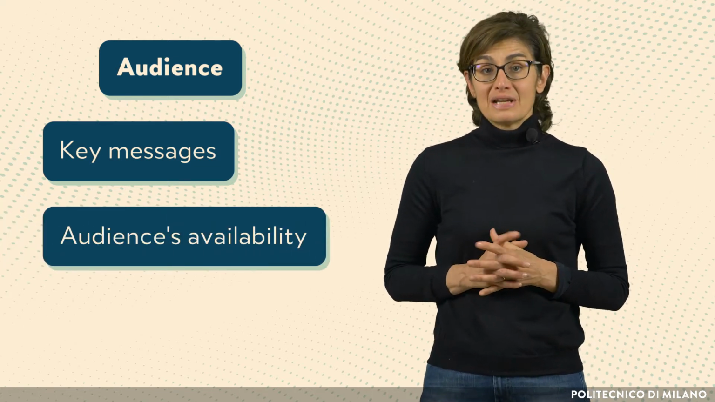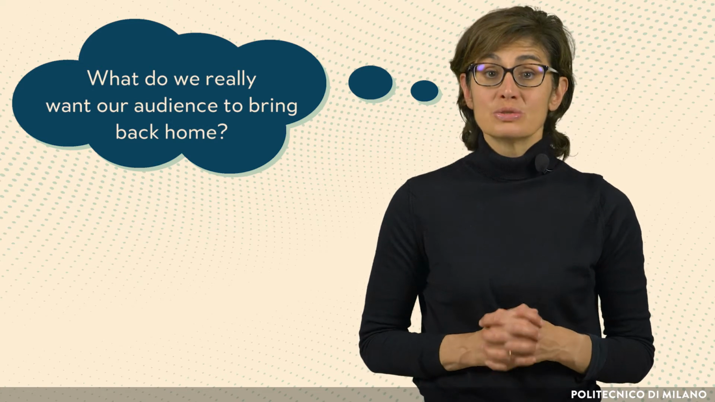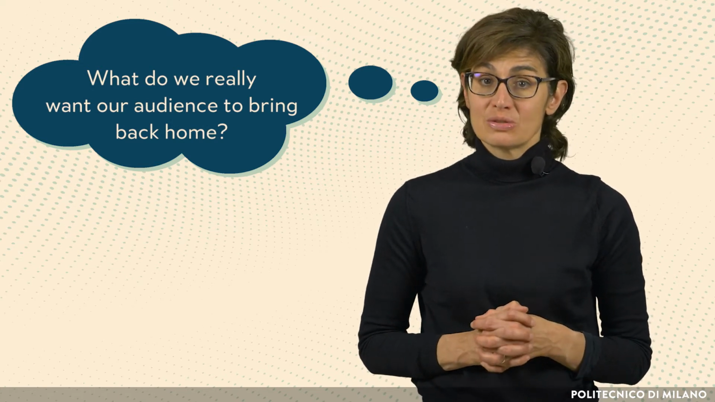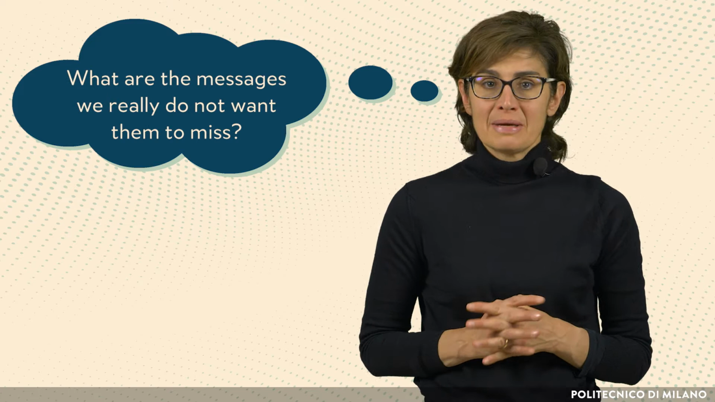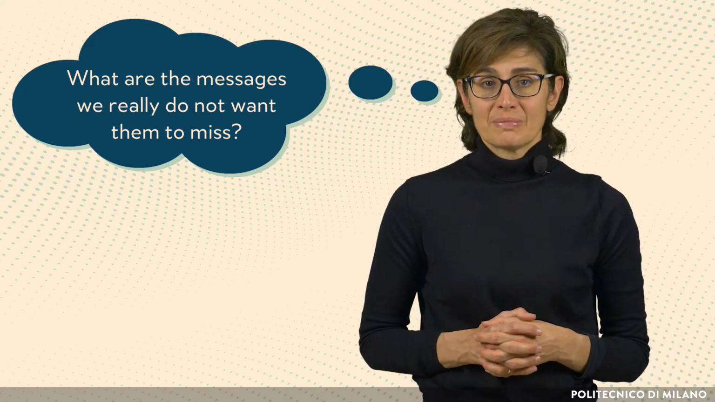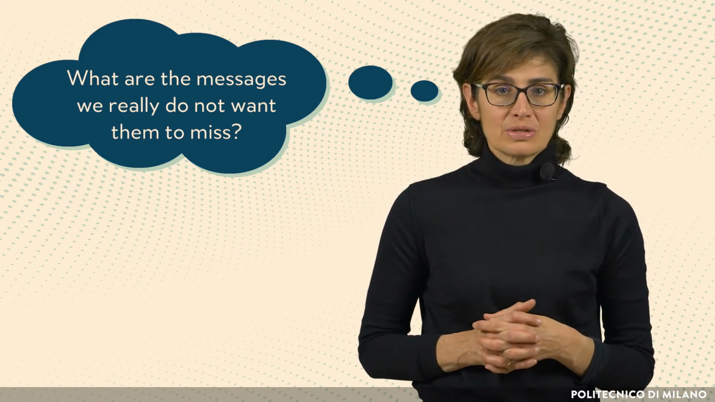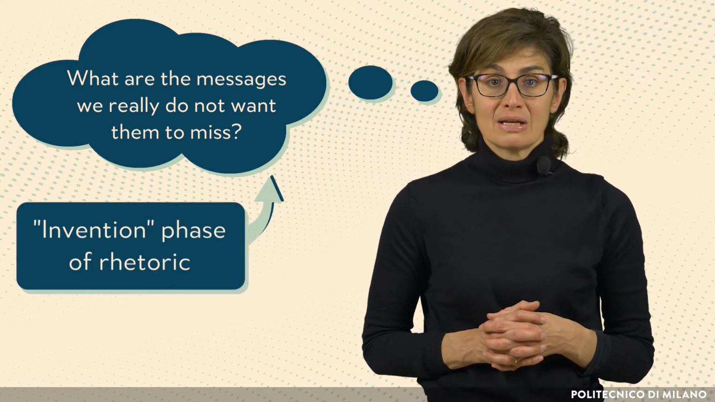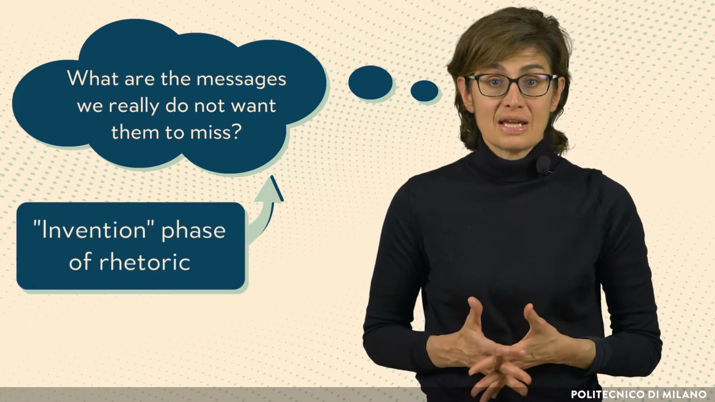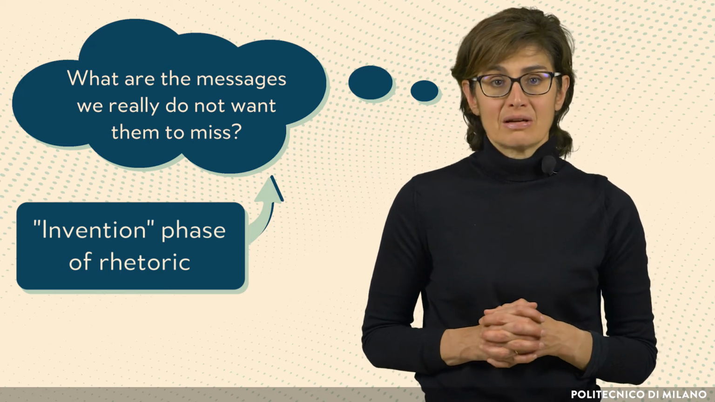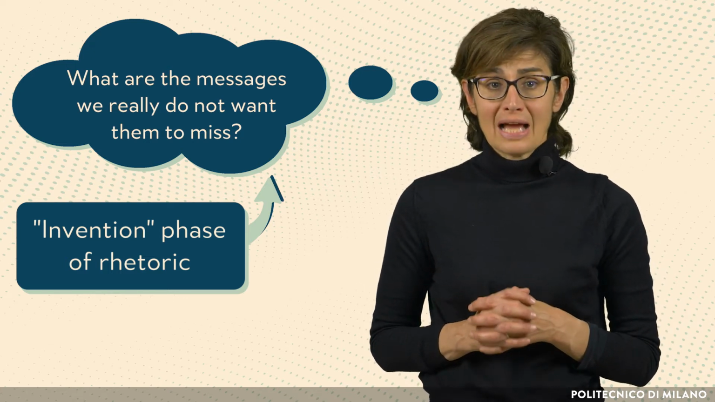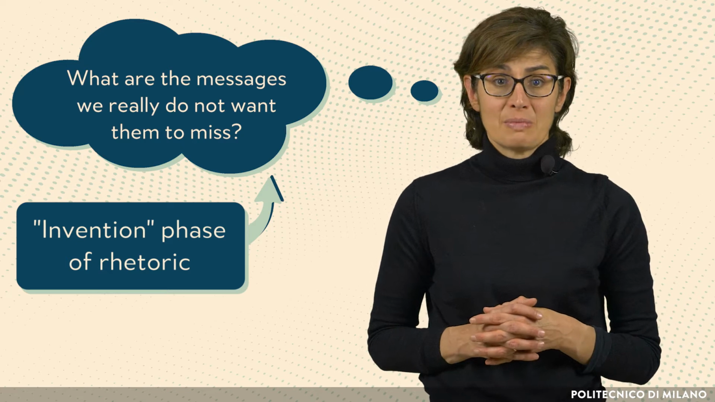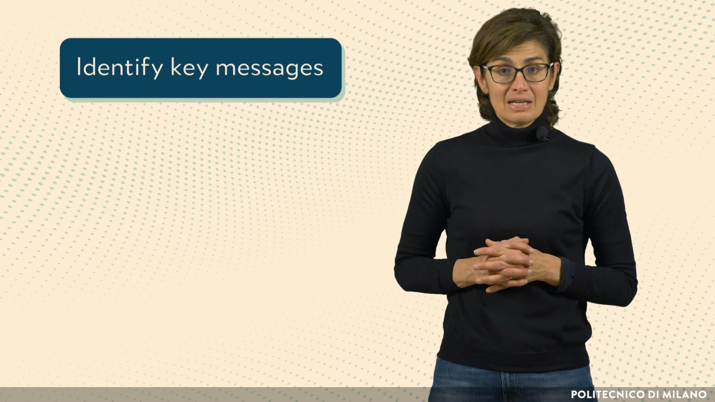the audience's availability. In preparing a public speech, we have to ask ourselves the question, what do we really want our audience to bring back home? What are the messages we really don't want them to miss? This question is of course related to the so-called invention phase of rhetoric, where we're supposed to think about what to say, and becomes really crucial in the context of a public presentation in which a direct connection with the audience takes place. The first thing to do is to identify our key messages.